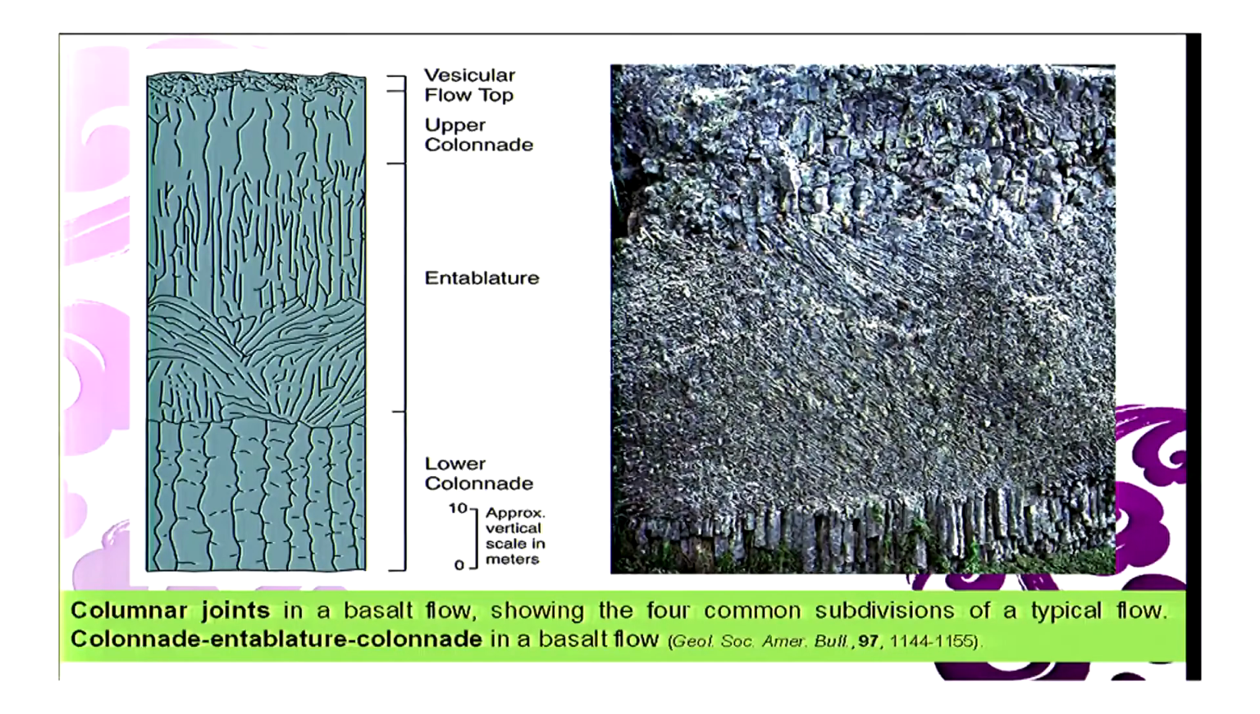So, now we can divide the entire lava morphology into 4 important zones. One is the uppermost vesicular zone, which is the topmost one, the upper colonnade zone, the entablature zone, and the lower colonnade zone. In the case of Deccan volcanism, I have stated much about the lava flows. Lava flows are just like a sheet-like structure, and Deccan volcanism is better known as flood basalt.